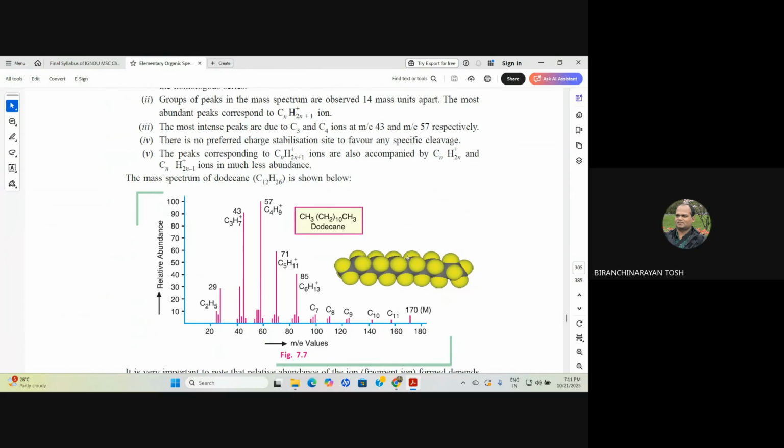There is no preferred charge stabilization site to favor any specific cleavage. The peaks corresponding to CnH2n+1 ions are also accompanied by CnH2n+ and CnH2n-1 ions in much lower abundance, as you can see here. It is very important to note that the relative abundance of the ions formed depends upon the stability of the ion formed and also the stability of the radical which is lost.